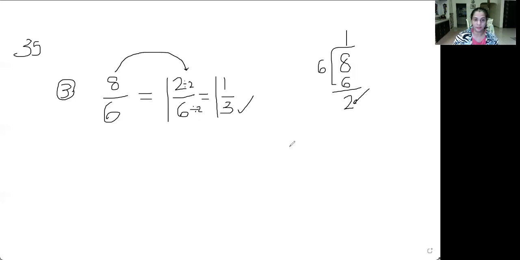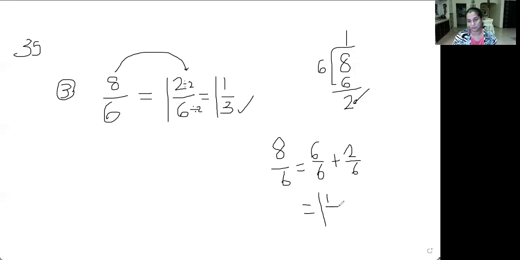The second method would be, you could go with the understanding that 8/6 means there is already a 6/6 plus a 2/6. You can break it up like that. And you know that 6/6 means it's a whole one, and 2/6, again, you simplify it over here, so it will become 1/3.